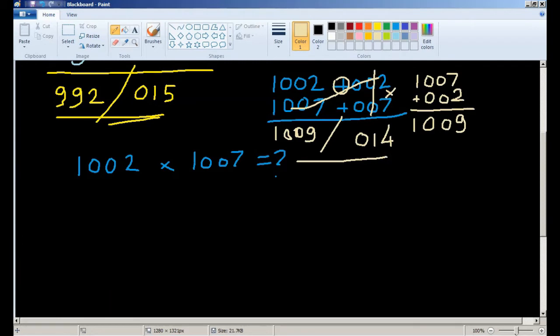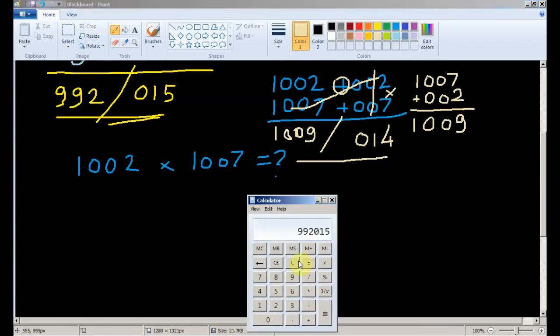Let's verify this. We have a calculator, so simply multiply these two numbers. 1002 into 1007, and as you can see, the number is 1009014. So you got the correct answer.